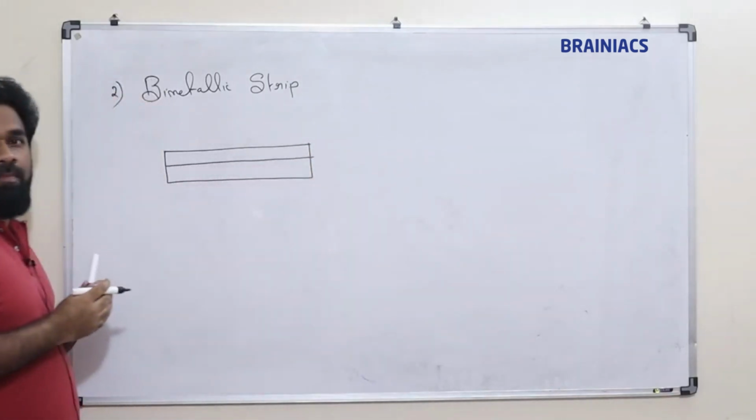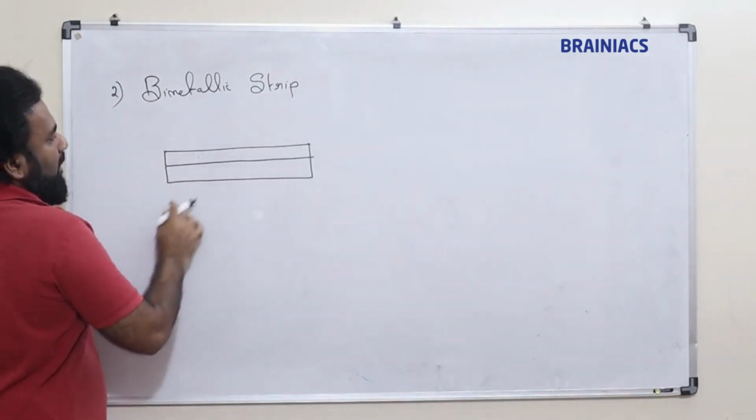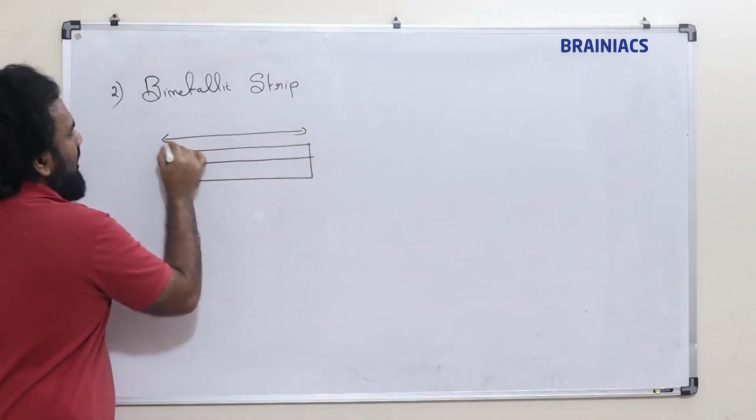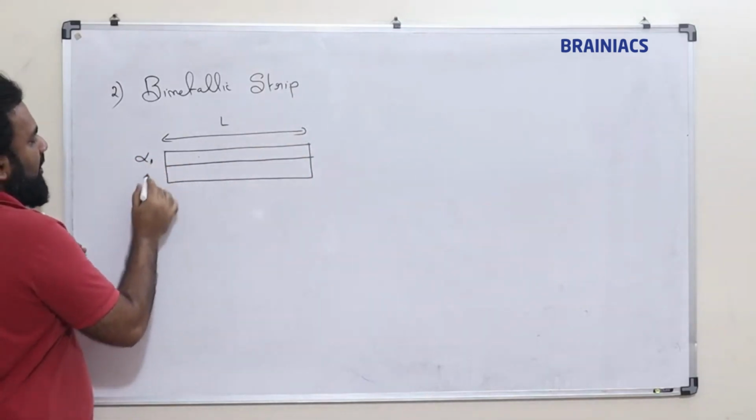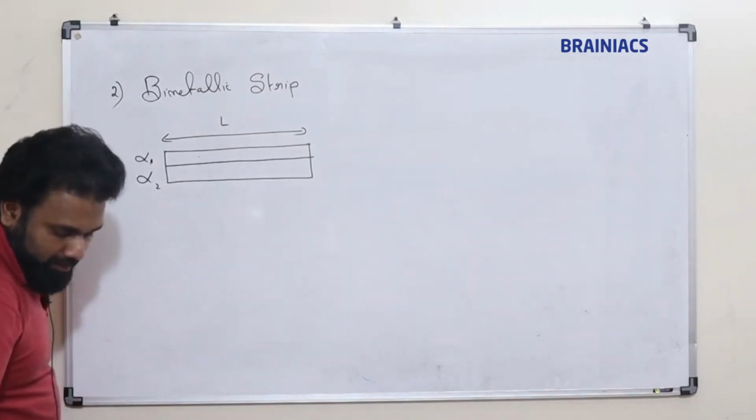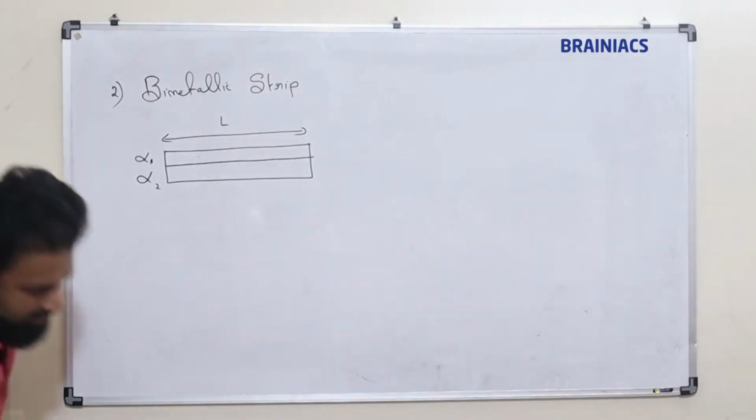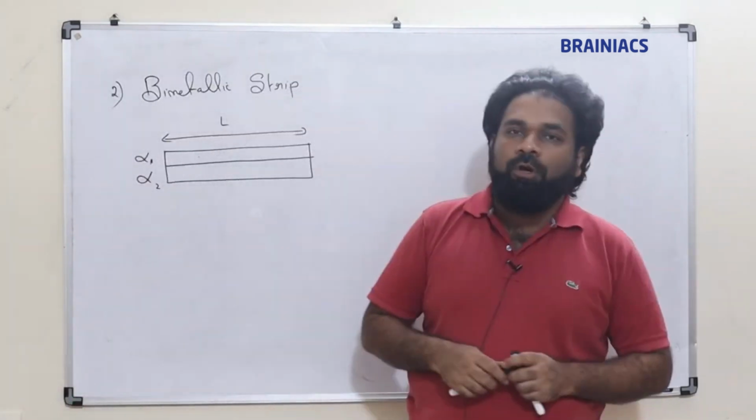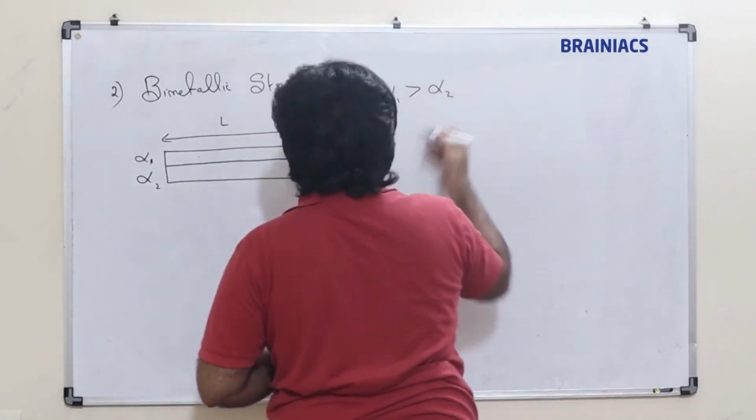Bimetallic strip is nothing but two strips like this. This could be one metal, this will be another metal. Suppose its length is L, its coefficient of linear expansion can be alpha 1, and the other one's coefficient of linear expansion could be alpha 2. Please note it down. One will have more coefficient of linear expansion, the other one will have less. So suppose we consider alpha 1 is greater than alpha 2.